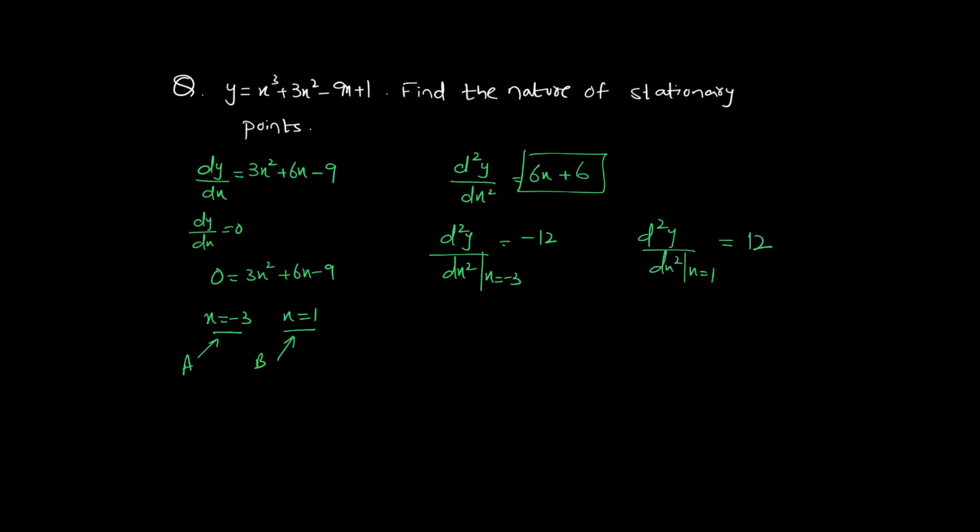So this means, since d square y over dx square, the second derivative, is a negative value when you place x equals minus 3, that point A is a maximum point. And since d square y over dx square is a positive value, meaning it's greater than 0, this means that point B is a minimum. So that's the nature of the two stationary points.